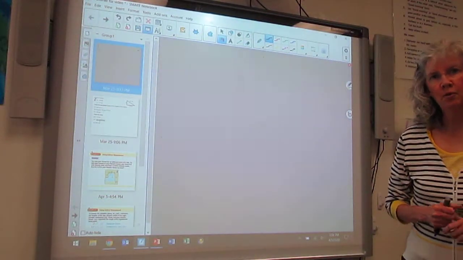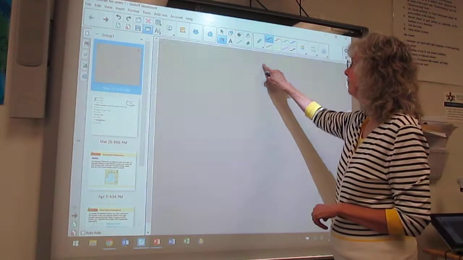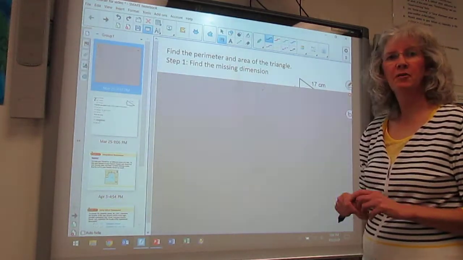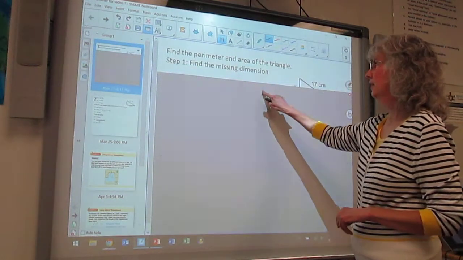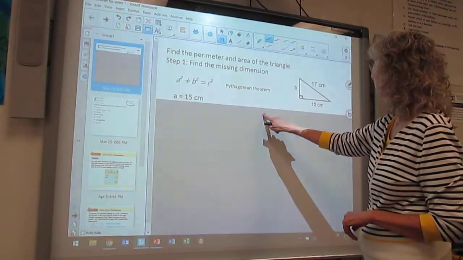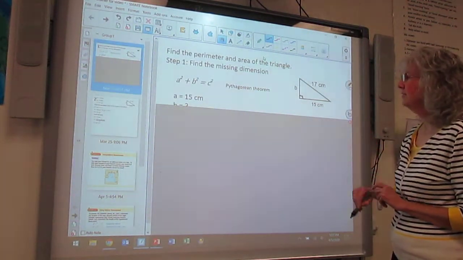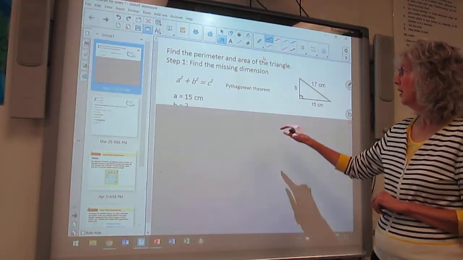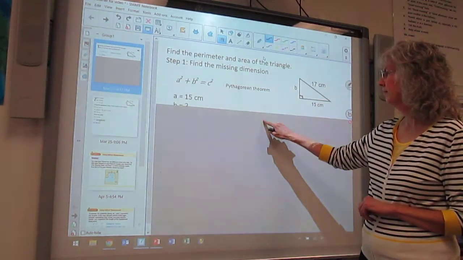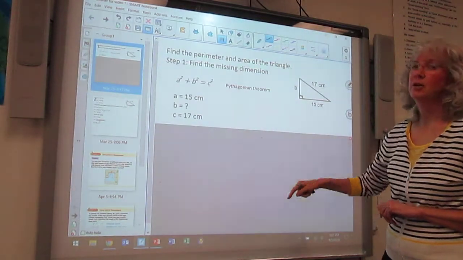Now let's do a little more work with that Pythagorean theorem. We want to find the perimeter and area of a triangle. Well, we're given a triangle over here that's 15 centimeters on one leg, 17 centimeters on the hypotenuse, and we want to find the missing dimension. Or we want to find the perimeter, so I just gave it away.